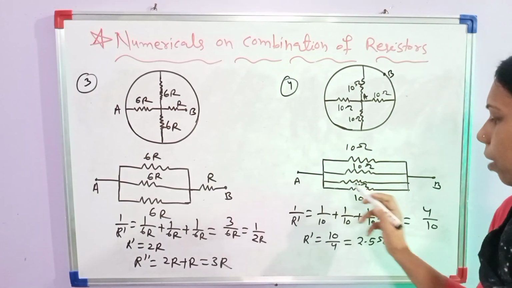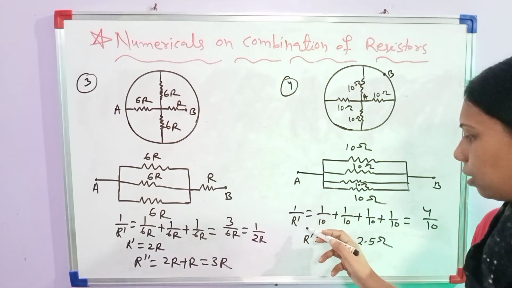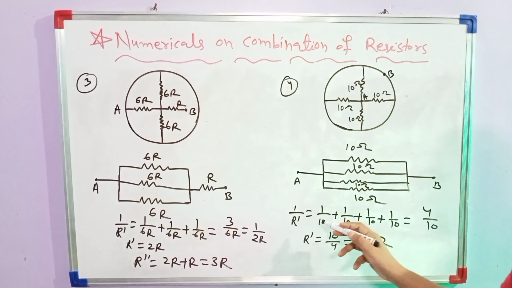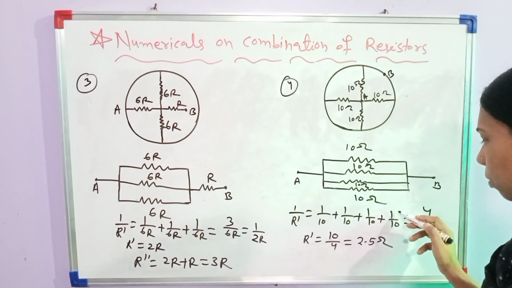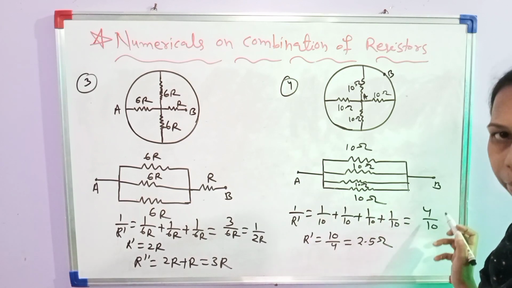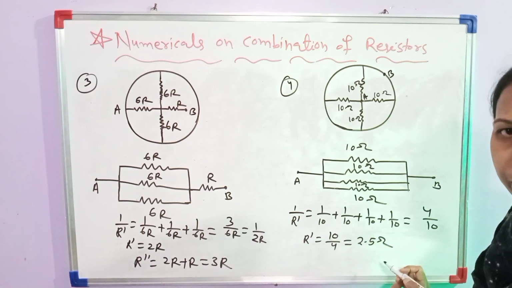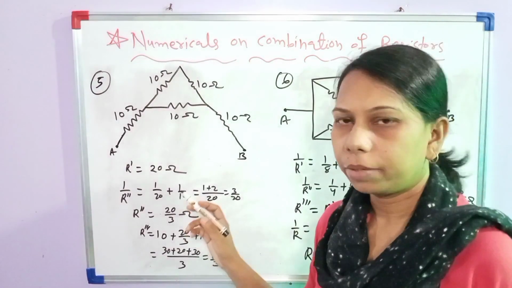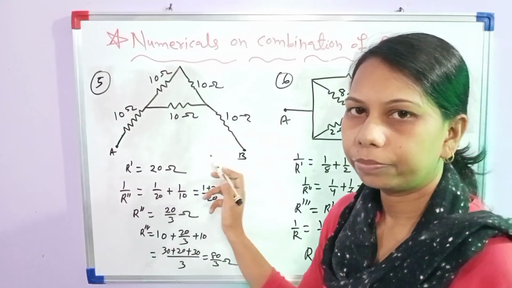This is the equivalent circuit. Similarly, let R dash be the equivalent resistance. So 1 upon R dash equals 1 upon 10 plus 1 upon 10 plus 1 upon 10 plus 1 upon 10, equals 4 upon 10. So R dash equals 10 upon 4, equals 2.5 ohm. Next, question number 5. Find the equivalent resistance between A and B.